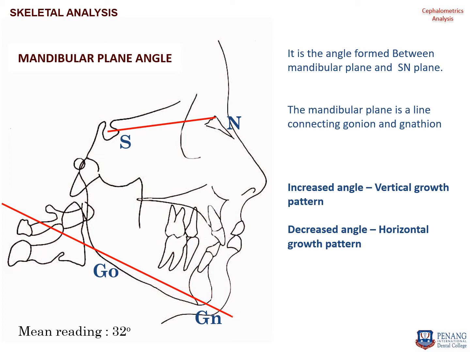An increased angle will show a vertical growth pattern. An increased angle is also known as a high angle, and clinically it can be seen as open bite, whereas a decreased angle, or low angle, represents a horizontal growth pattern, which can be clinically seen as deep bite.